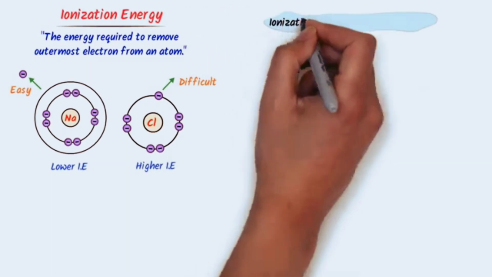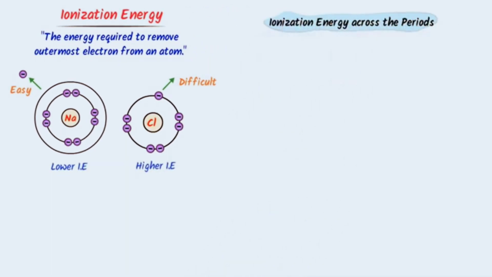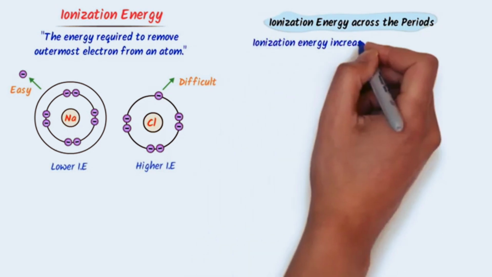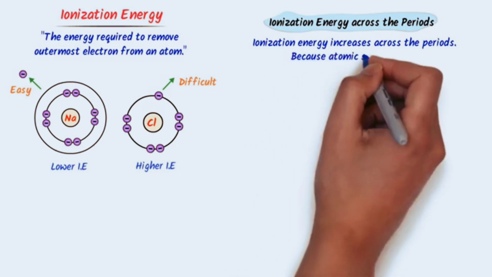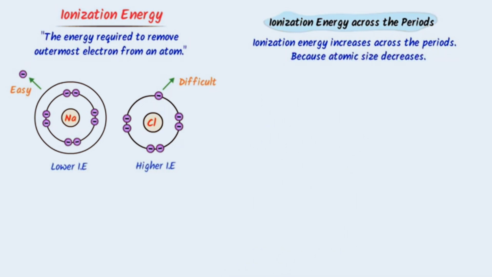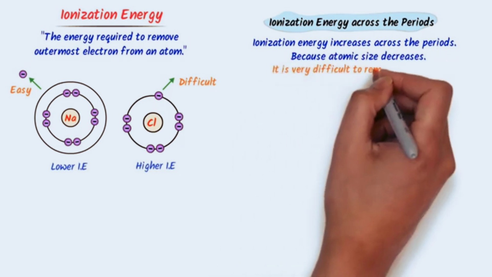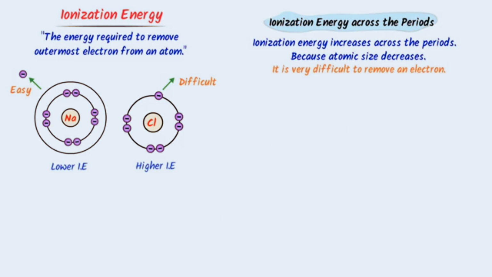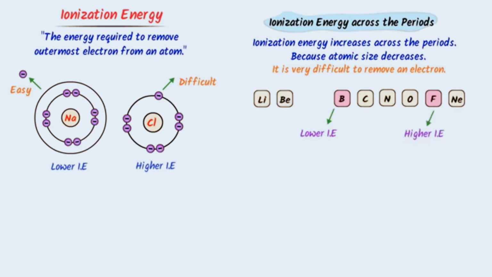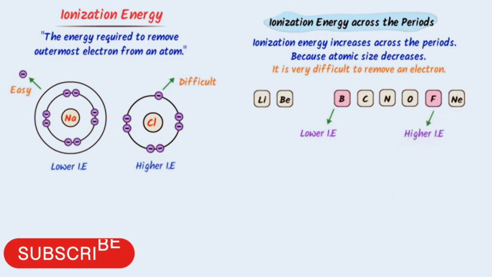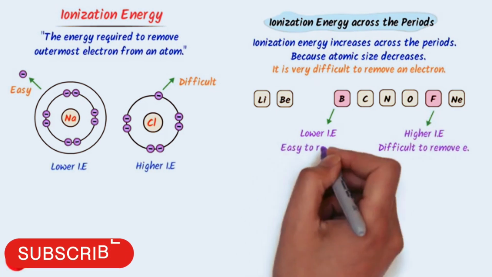Now we will learn ionization energy across the period from left to right. In the periodic table, ionization energy increases from left to right. It is because atomic size decreases from left to right, due to which it is very difficult to remove an electron from the outermost shell of an atom. For example, in the second period, boron has lower ionization energy than fluorine. It is because fluorine has a smaller size than boron.